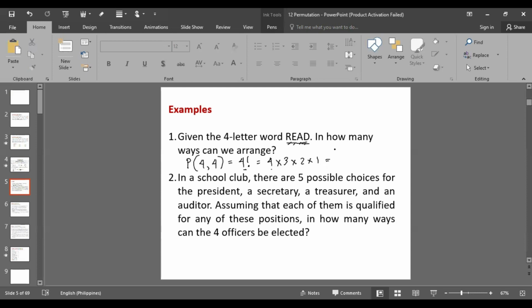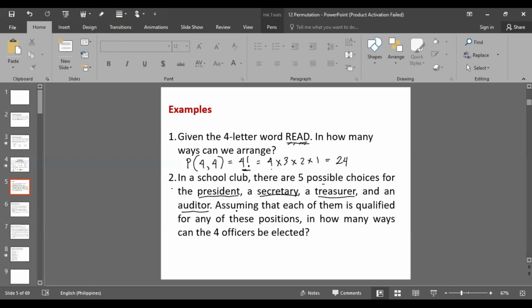Okay, except those negative integers. 4 times 3 times 2 times 1 is equal to 24. Same answer lang naman yung makukuha nyo if you will just input this into your scientific calculator. 4 factorial is equal to 24.